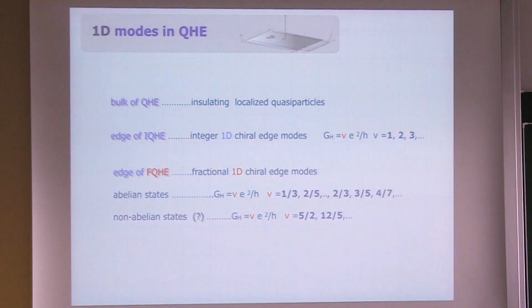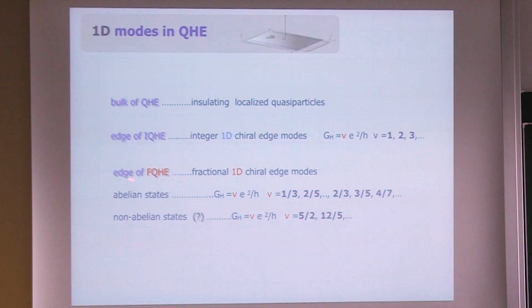So let me just remind you of a few things, maybe many of you know about it. In the bulk of the QHE, it is insulating and has localized quasiparticles. Namely, it doesn't really conduct heat or electricity or anything. And the edge for integer quantum Hall has 1D chiral modes, where, as I said, the conductance is nu e squared over h, where nu is 1, 2, 3.